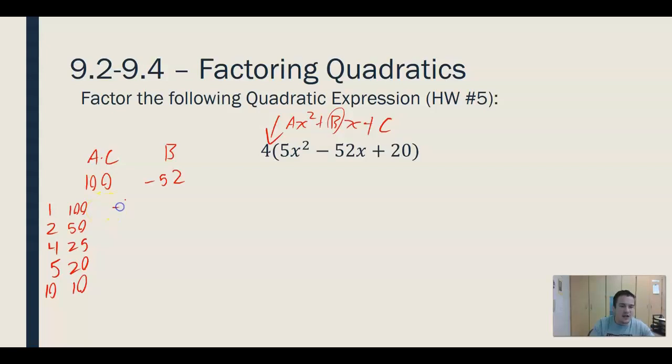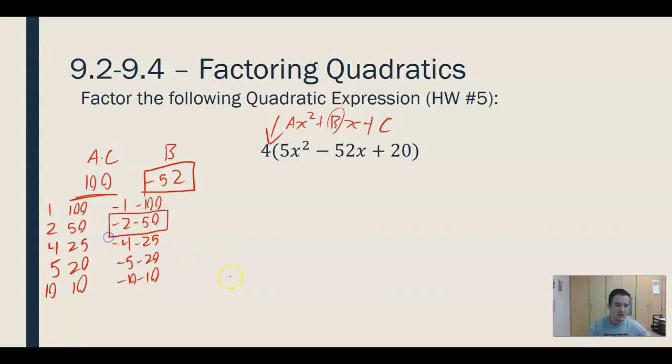In addition to those, I have negative 1 times negative 100, negative 2 times negative 50, negative 4 times negative 25, negative 5 times negative 20, and negative 10 times negative 10. Those are all the pairs of numbers that would multiply to make positive 100. Now I need to determine which of those pairs add up to negative 52. Well, negative 2 plus negative 50 adds up to negative 52. So those are the factors that I'm using, negative 2 and negative 50.